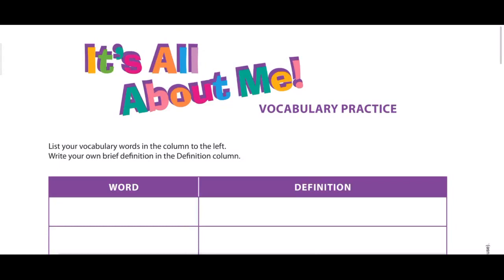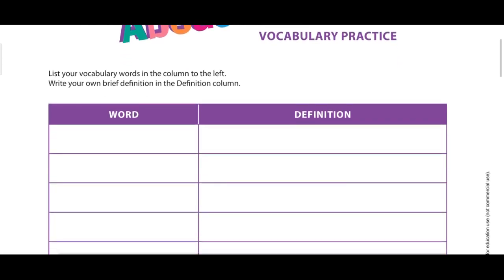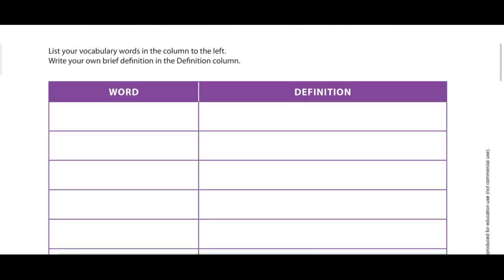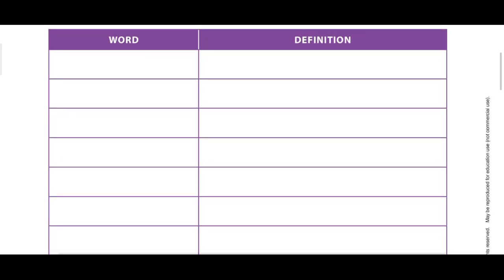Okay, so this is for your homework. It's called All About Me, vocab practice. So as you can see, there are two sections here. The first one is word, and then the second one is definition. In the first column, you need to write the word that defines you.